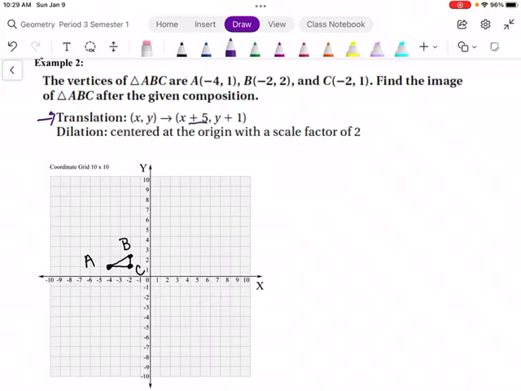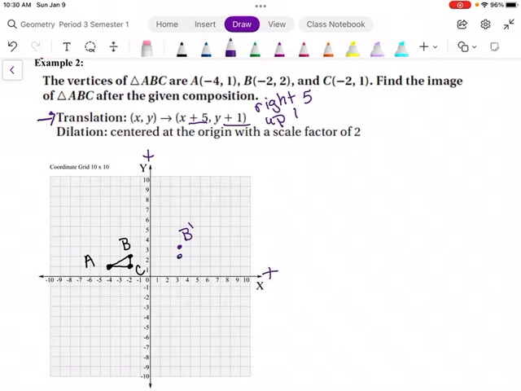So when you're looking at this, we have x plus 5. And remember, x is positive to the right. So we know we're going right 5. And then we have y plus 1. And y is positive going up. So we're going to go up 1. 1, 2, 3, 4, 5, 1.